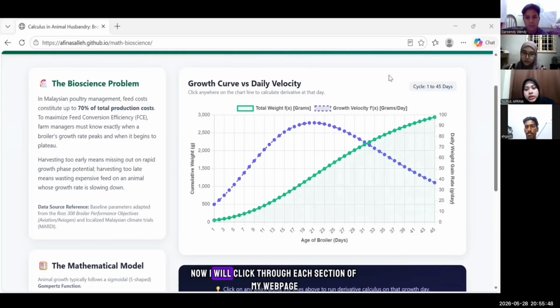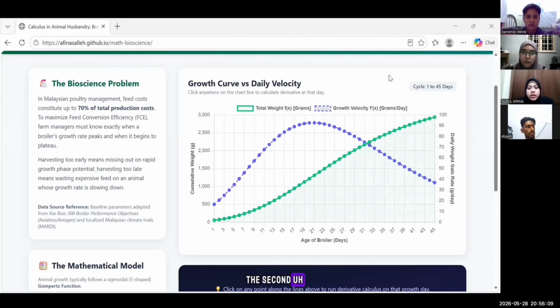Now, I will explain each section on my web page and what is meant. This section is the bioscience problem. It introduces the real issue, high cost in poultry farming, and it explains why mathematical modeling is needed.